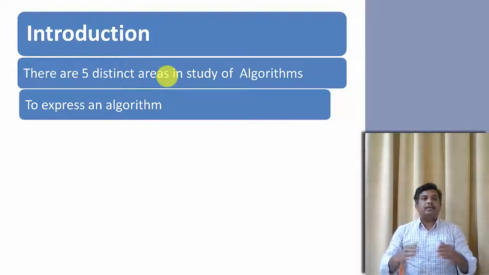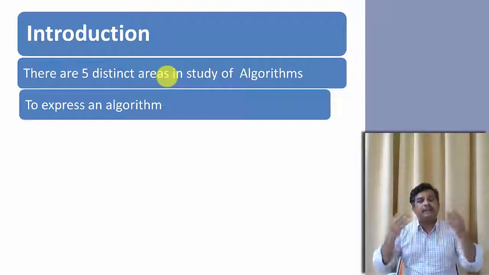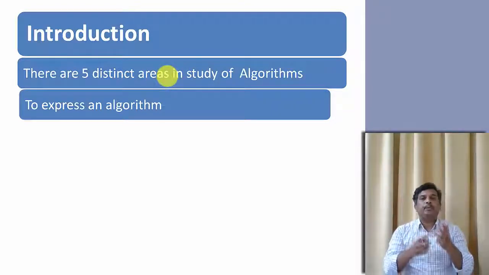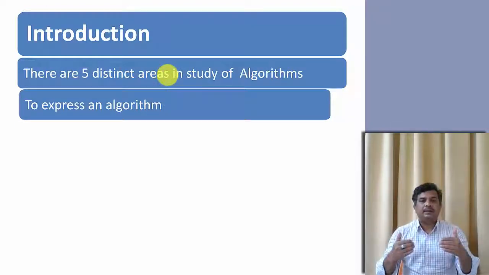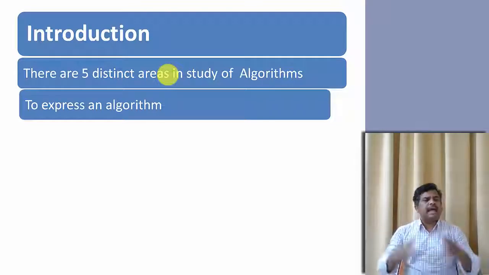Next one is to express an algorithm. An algorithm can be expressed in various ways, like we can use a flow chart, we can use pseudocode, we can use a program-like structure, we can use an English-like structure. And there are different ways by which the algorithm can be expressed: casual or naive programming, structured programming, object-oriented programming, use of recursion, and there are many more.